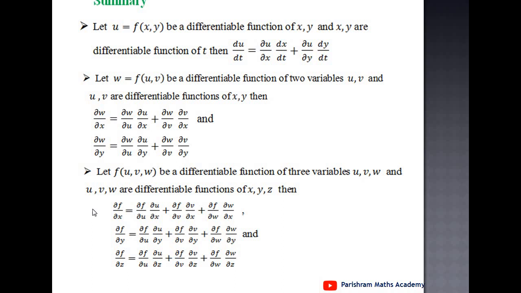And this last one: here w is a function of u, v, w, and u, v, w are functions of x, y, z. Then we can find the derivative with respect to x, with respect to y, and with respect to z, applied by chain rule. In this chapter we can use these 3 rules. If we understand these 3 rules, then we can easily solve the examples.